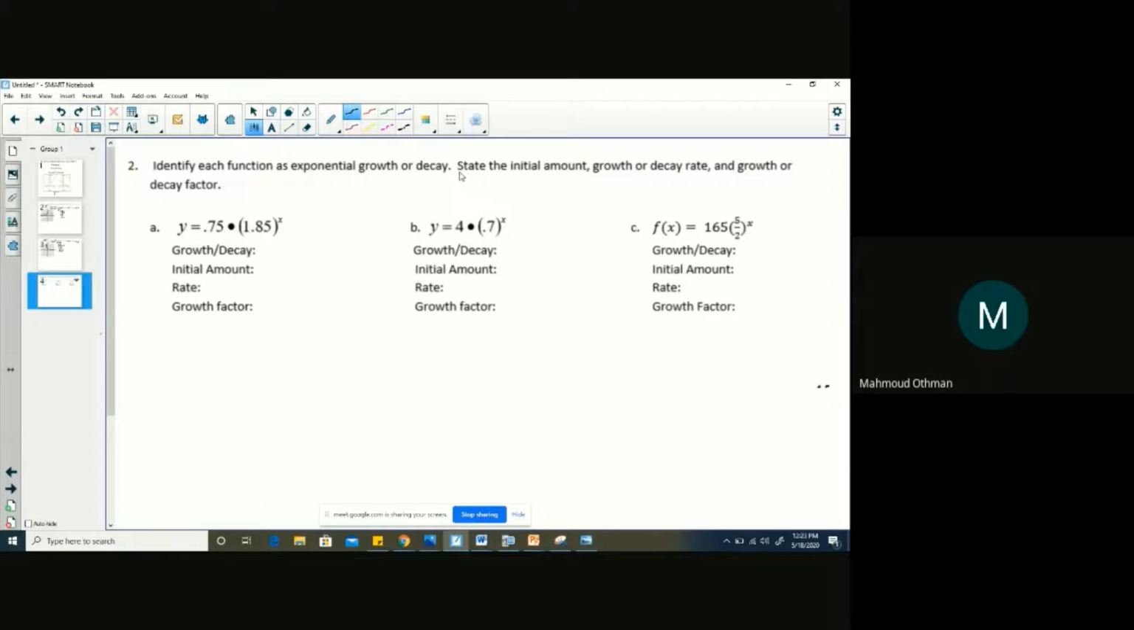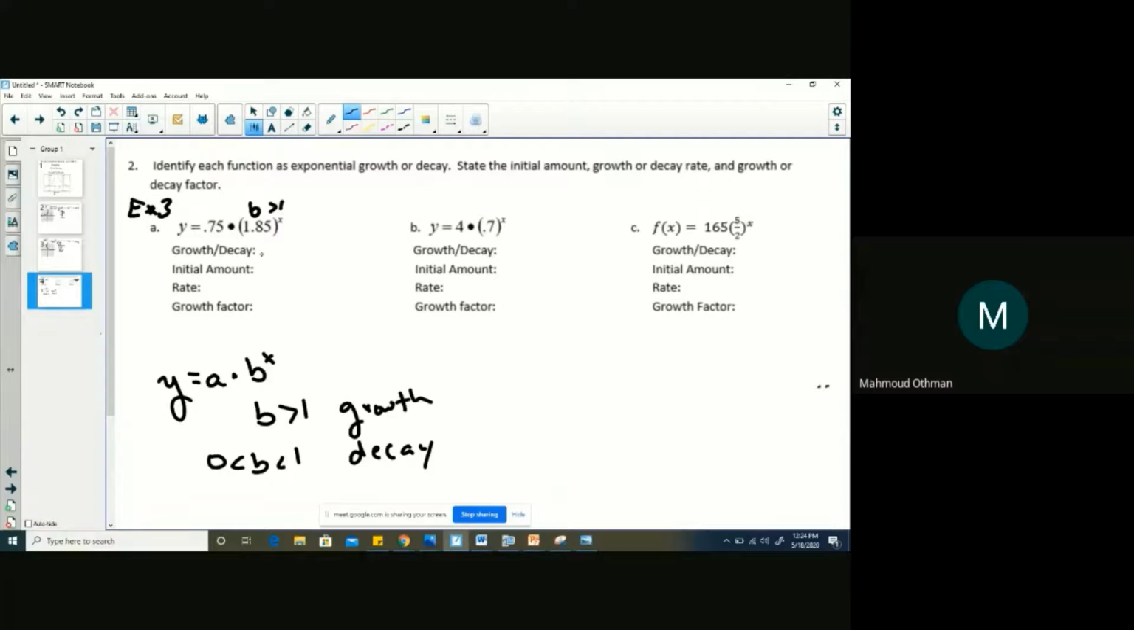So the first function we're going to look at would be example 3, and we'll look at A. So is this going to be growth or decay? Remember, to determine if something is growth or decay, it is y equals A times b to the x. B is greater than 1 for growth. B is greater than 0 but less than 1 for decay. So I look at my B value, it's greater than 1, so this is growth.